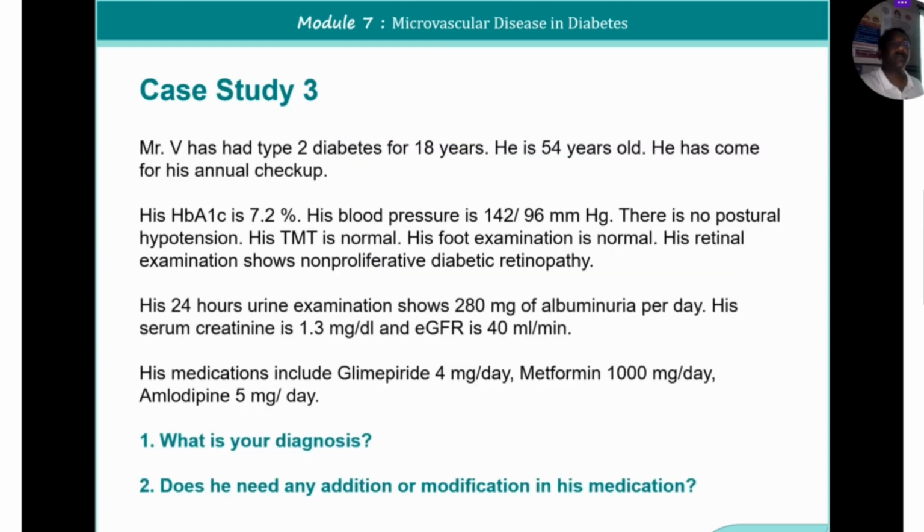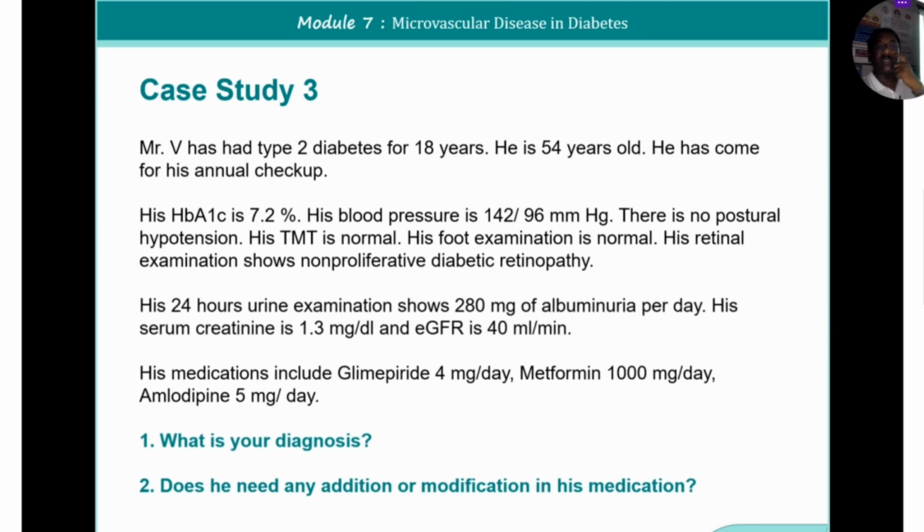So another case, type 2 diabetes for 18 years. He is a 54-year-old, has come for his annual checkup. So he got the diabetes at a younger age. A1C 7.2, reasonably good. Blood pressure is 142/96. There is no postural hypotension. TMT is normal. Foot examination is normal. Retinal examination shows non-proliferative diabetic retinopathy.